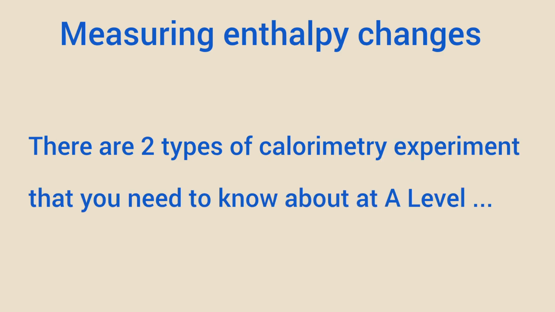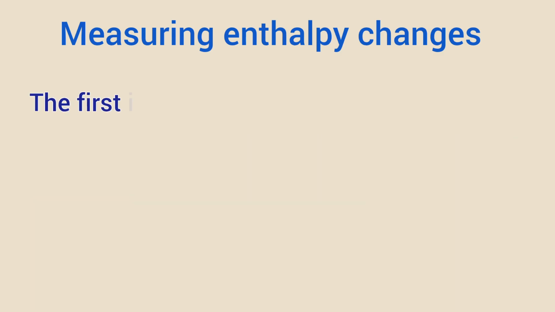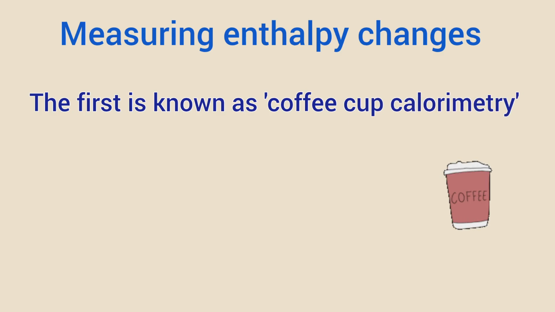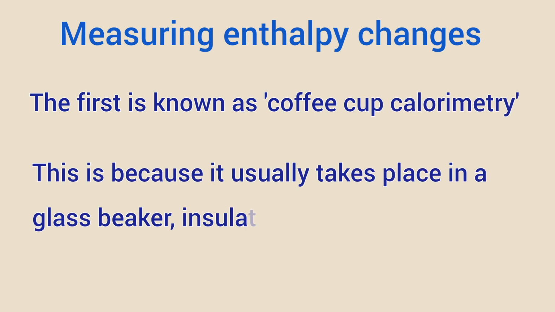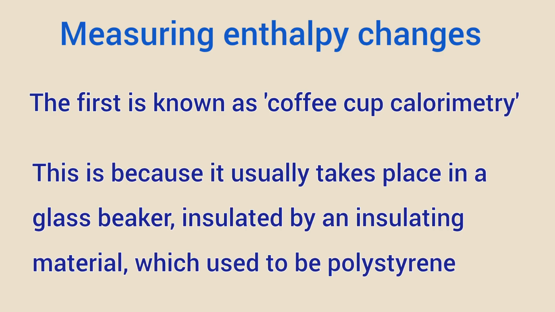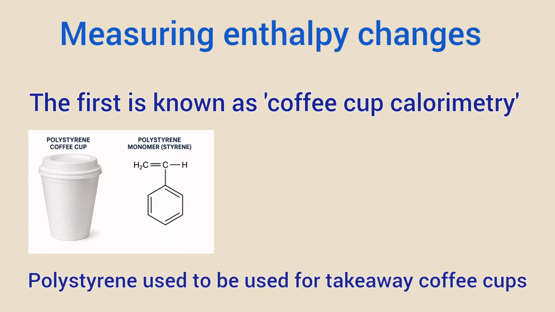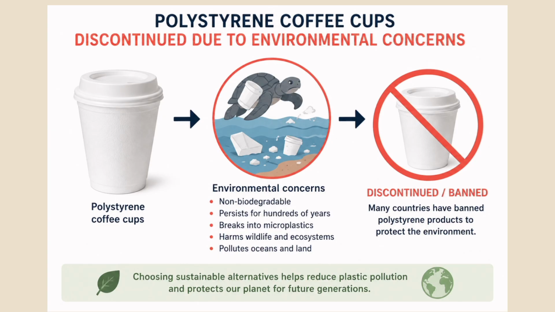There are two types of calorimetry experiment that you need to know about at A-level. The first is called coffee cup calorimetry. This is because it usually takes place in a glass beaker, insulated by some kind of insulating material, which used to be a polystyrene cup. And polystyrene used to be the material used for takeaway coffee cups. Polystyrene has now been discontinued in the UK due to environmental concerns.